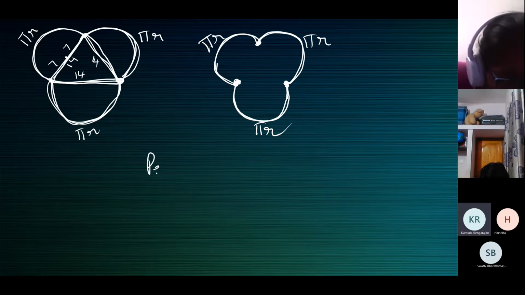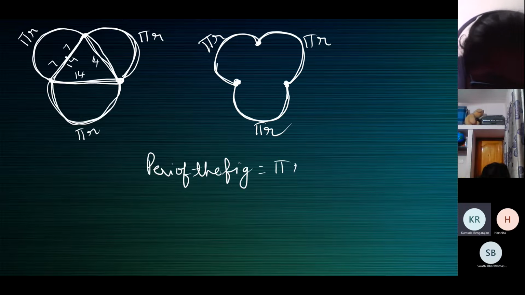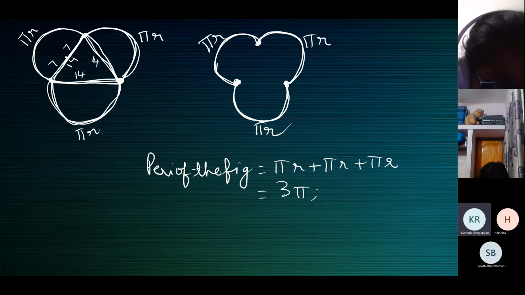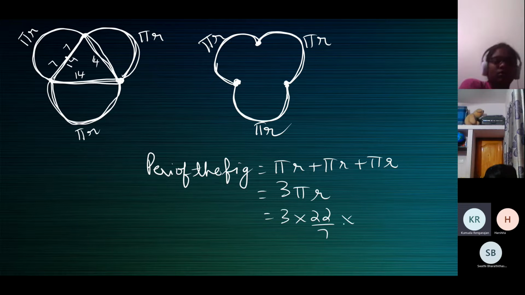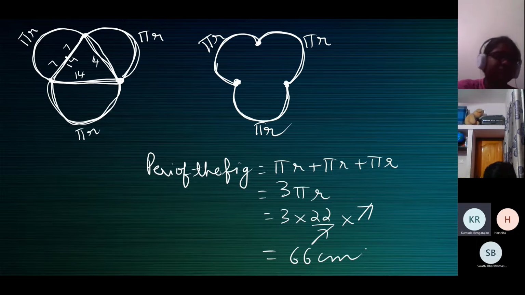So perimeter of the figure is equal to pi r plus pi r plus pi r. So you can even add it and say 3 pi r. 3 into 22 by 7 into r, which is 7, not 14. Diameter is 14. Radius is 7. So 7 and 7 cancels. 3 into 22 is 66 centimeter.